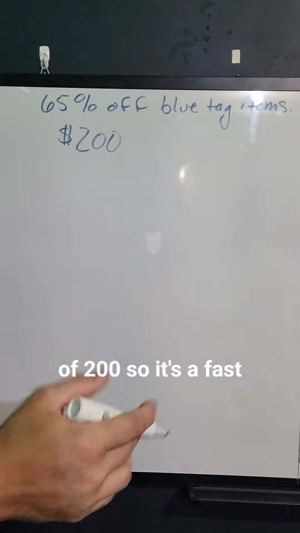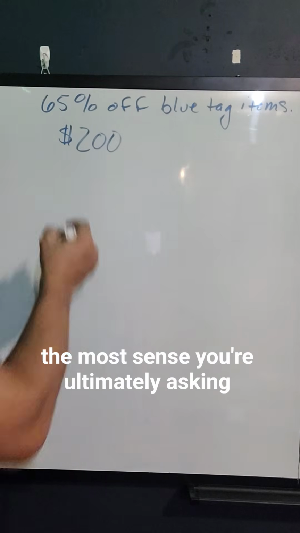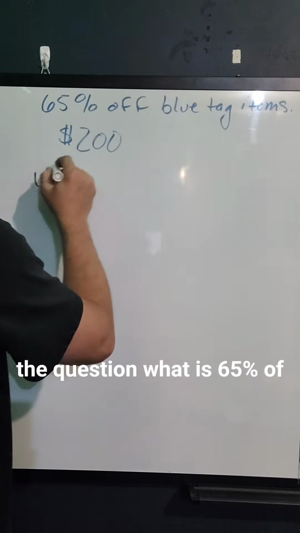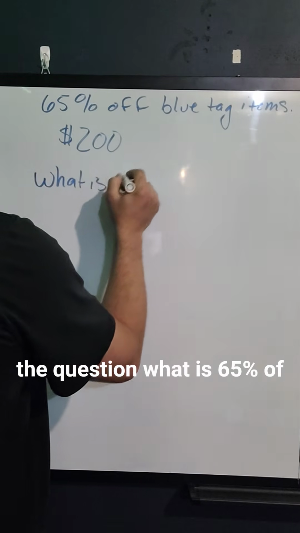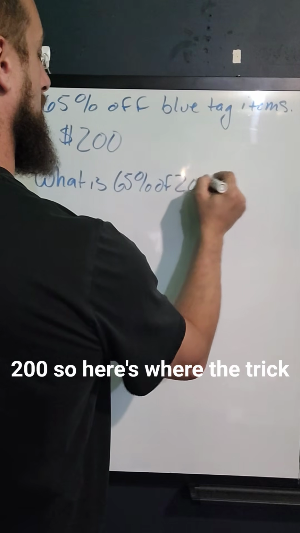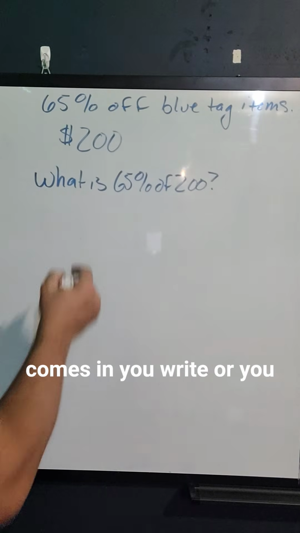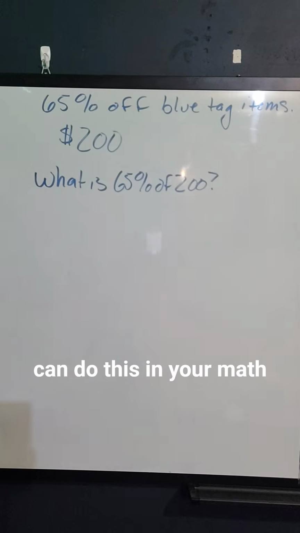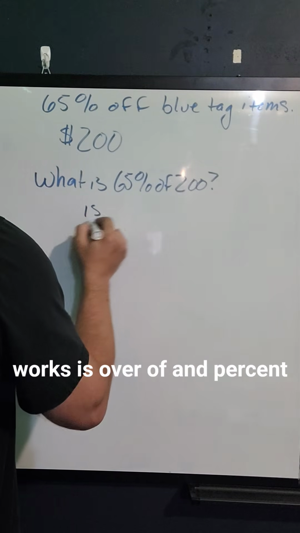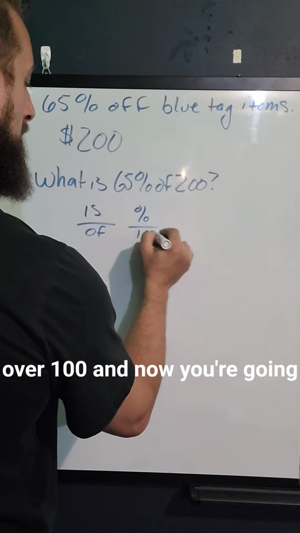So it's a fast and easy method, lots of different styles. This is the one that's always worked best for me. It makes the most sense. You're ultimately asking the question, what is 65% of 200? So here's where the trick comes in. You write, or you can do this in your head, on paper, whatever works: is over of, and percent over 100.